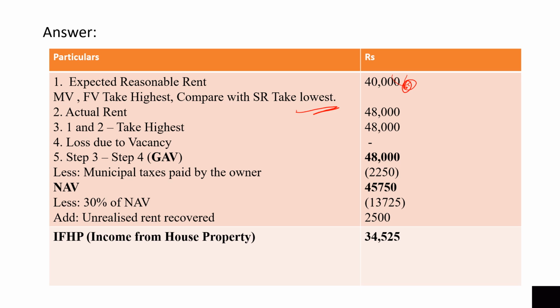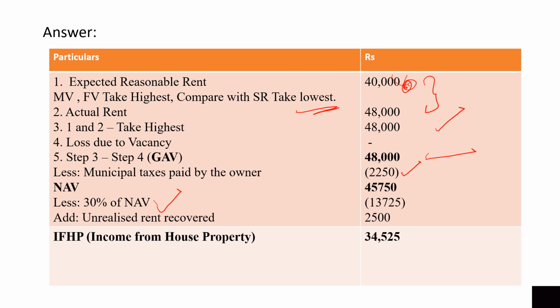Next one, second one is your actual rent, same amount. 1 and 2 will take highest, so 48,000. Loss due to vacancy kadayadu, so GAV. Municipal taxes paid by the owner is deductible. Tenant pay பண்ணிருந்தாங்கன்னா you can simply ignore that. அதை மைனஸ் பண்ண தேவையில்லை. NAV minus 30% standard deduction. This is compulsory 30% of NAV.